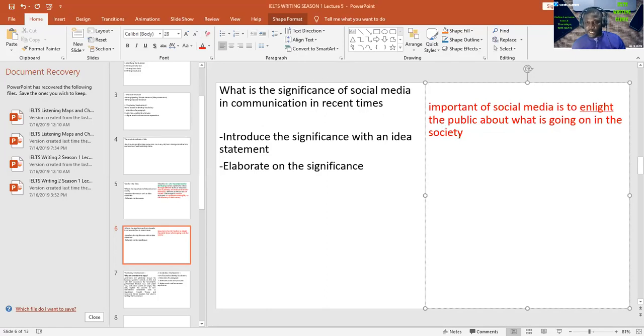Okay. Importance of social media to enlighten the public. This is not a good sentence. It is not a complete sentence. It lacks the major component of a sentence. Okay, I'm going to rewrite it as a complete sentence, and it doesn't come in an idea format.